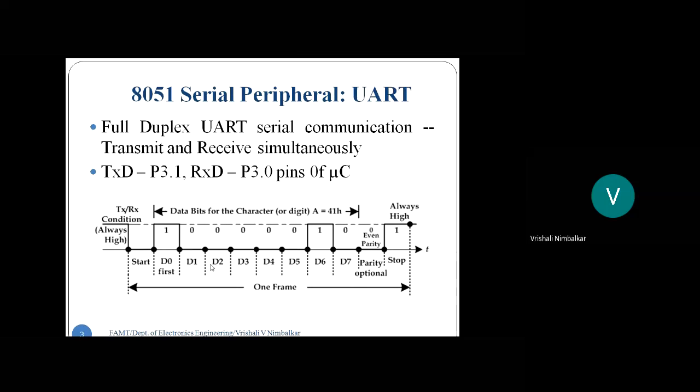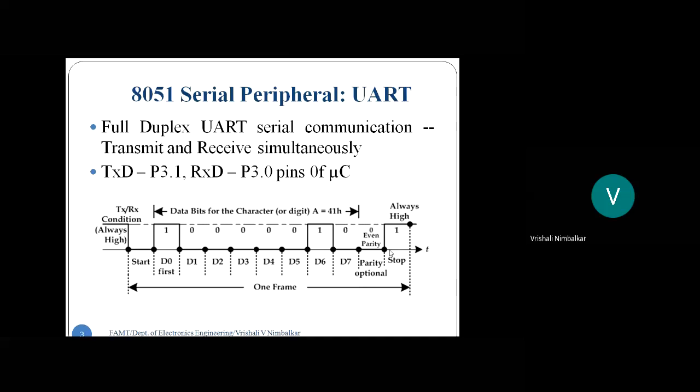Transmission happens on the TXD pin. Reception happens on the RXD pin. That is, P3.1 is for TXD, P3.0 is for RXD. Is that okay? So in 8051, again I repeat, it provides one serial peripheral circuitry which performs full duplex UART serial communication. Is that okay?